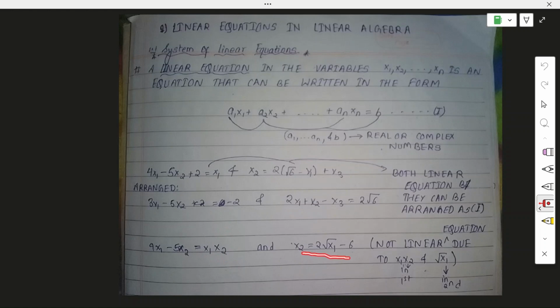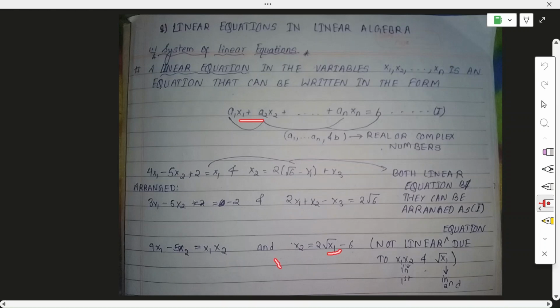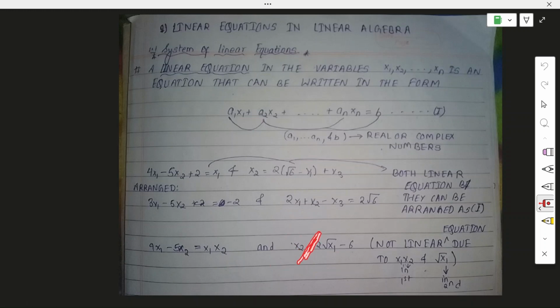Is the next one a linear equation? No. Why? Here a2 equals 1 with x2, but is there an x1? No, there is x1 with power 1 by 2, a square root. The question is whether it is of degree 1. No, so it is not linear. If the degree of x1 was 1, then it would correlate with the definition of a linear equation, but it does not, so it is not a linear equation.